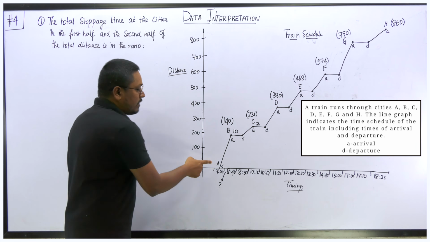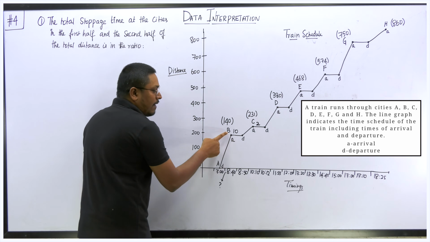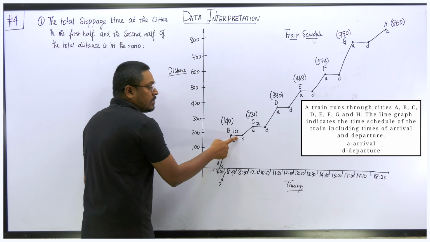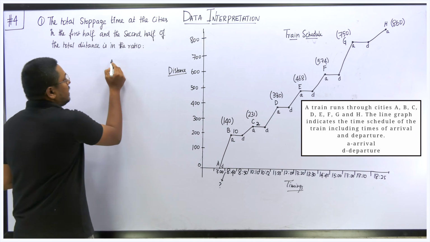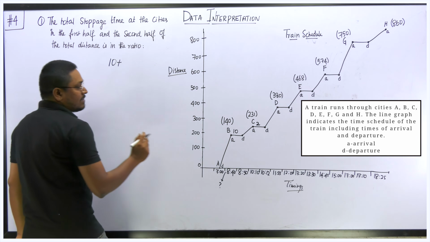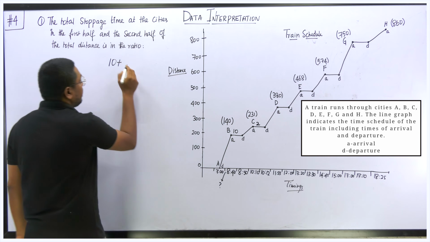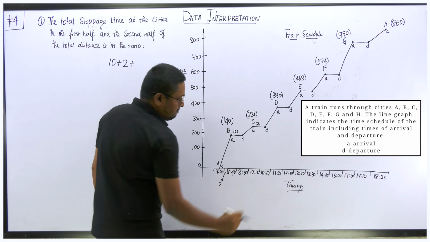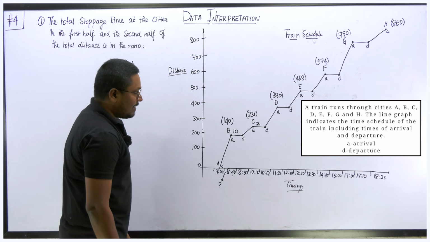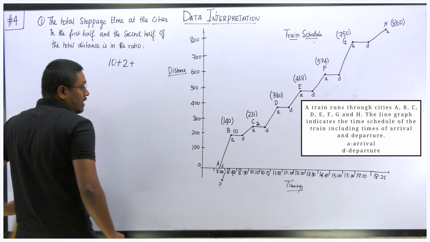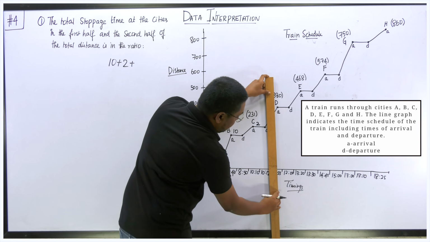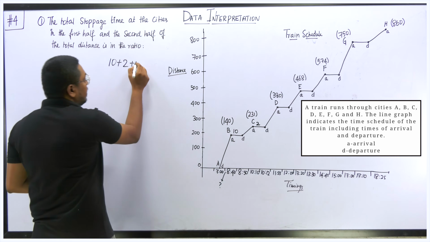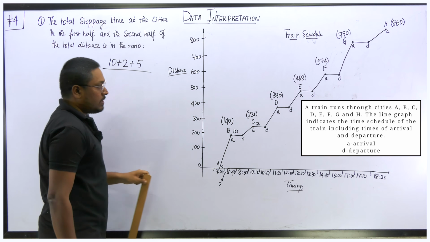So now for the first part, you can see after reaching station B, city B, the train had a stoppage time of 10 minutes. Plus the next stoppage time will be 2 minutes. I tried to draw on the chart, but I can't find the value exactly. Yes, 11:55, 12. So the stoppage time will be another 5 minutes. So this will be the first half.